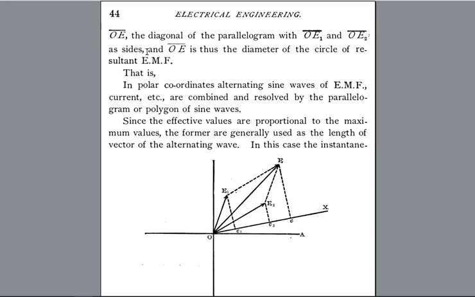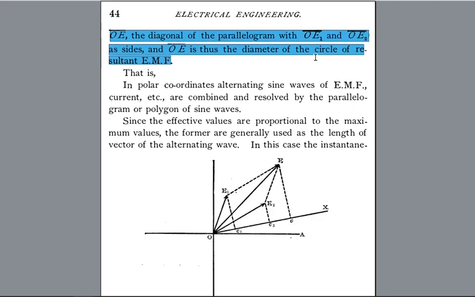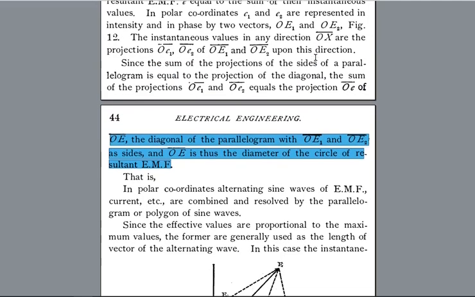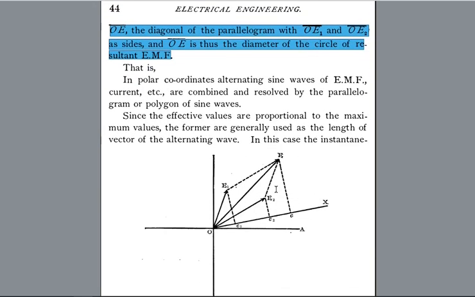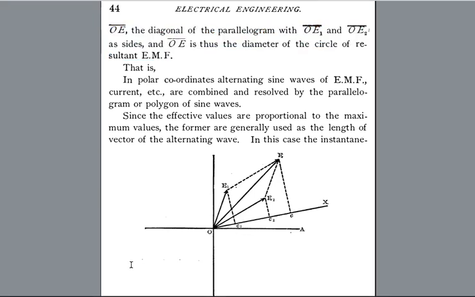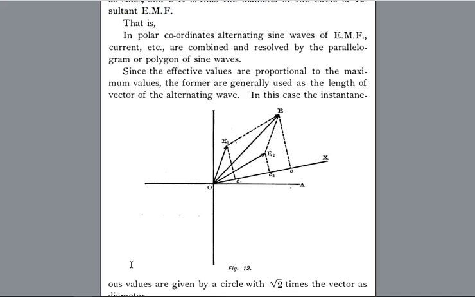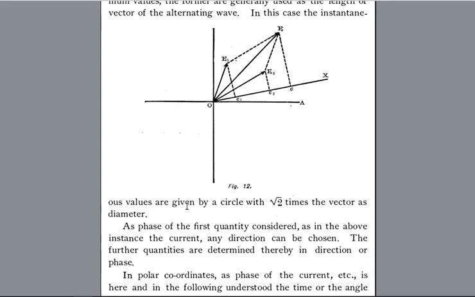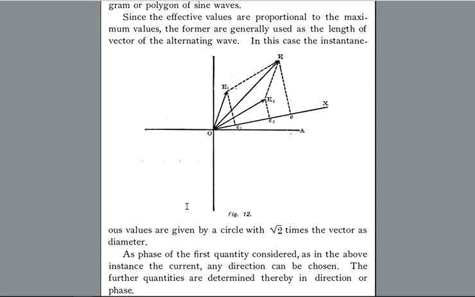Since the sum of the projections of the sides of a parallelogram is equal to the projection of the diagonal, the diagonal OE of the parallelogram with OE1 and OE2 as sides is thus the diameter of the circle of resultant electromotive force. That is, in polar coordinates, alternating sine waves of electromotive force, current, etc., are combined and resolved by the parallelogram or polygon of sine waves. Since the effective values are proportional to the maximum values, the former are generally used as the length of vector of the alternating wave. In this case, the instantaneous values are given by a circle with square root of 2 times the vector as diameter.